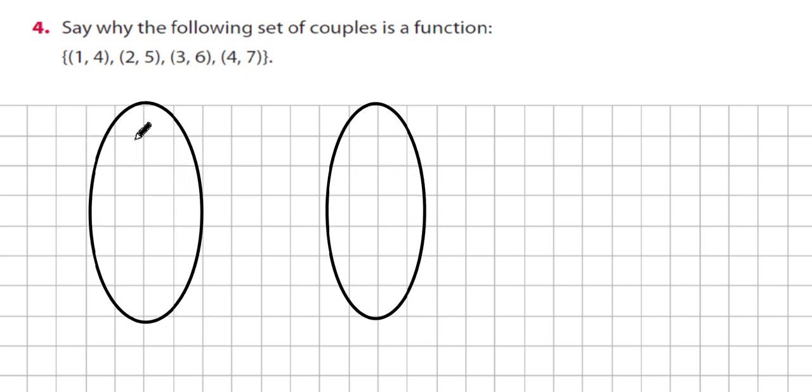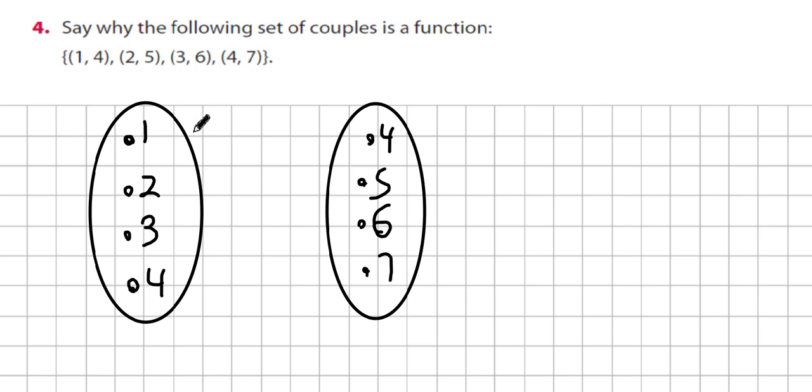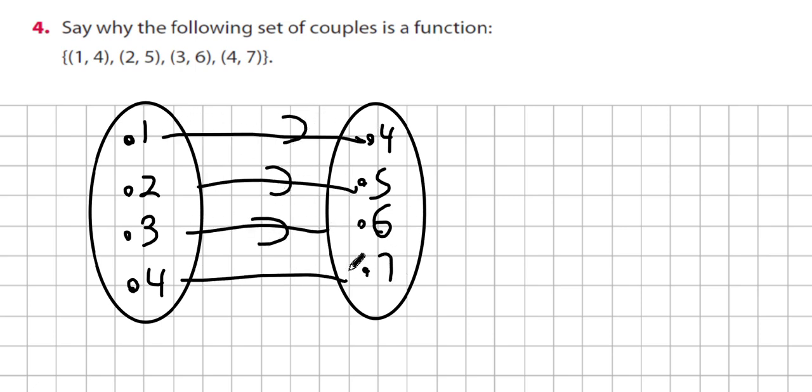And I said, what are my inputs, guys? Anybody give me a list of inputs? 1, 2, 3, and the outputs? 4, 5, 6, and 7. 1 turns into that, 2 turns into that, 3 turns into that, 4 turns into that. Is it a function, yes or no? Yes. Why?